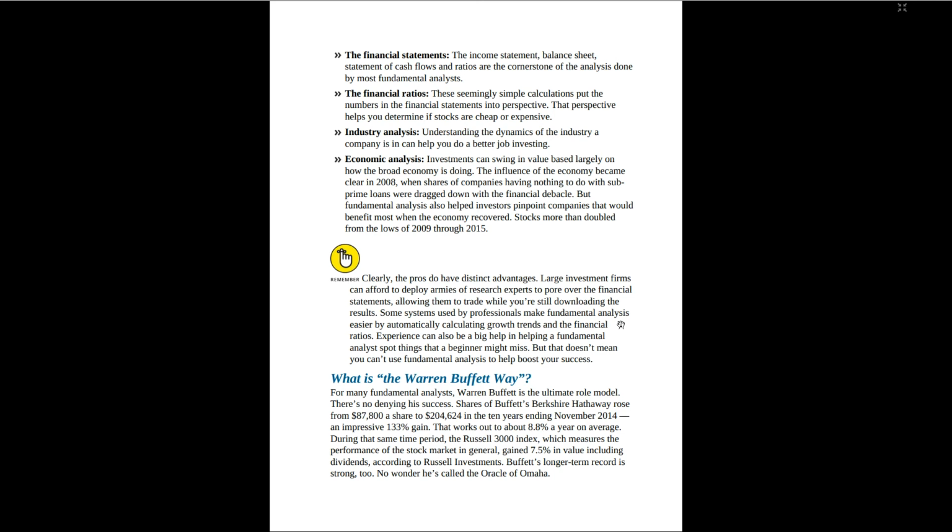Experience can also be a big help in helping a fundamental analyst spot things that a beginner might miss. But that does not mean you can't use fundamental analysis to help boost your success.